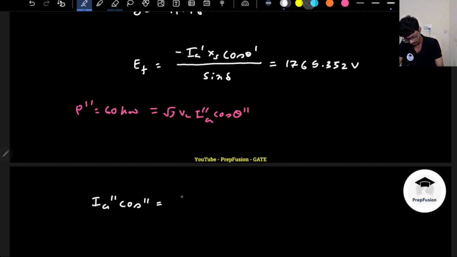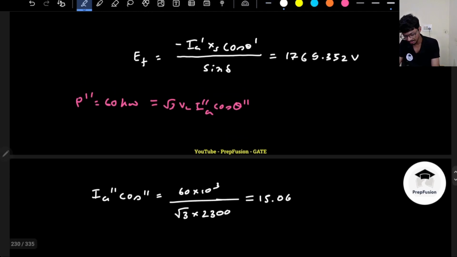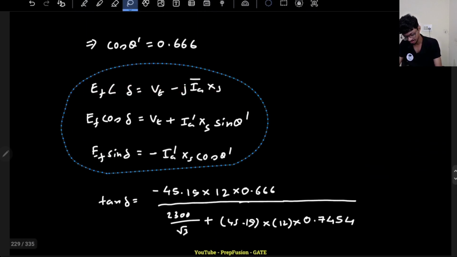So 60,000 divided by root 3 into 2300 into 60 into 10 cube. So it is 15 basically. So IA double dash into cos theta double dash is 15. Okay. Now can I replace this? Can I use the same equation again? Yes. I can again use the same equation here, right?